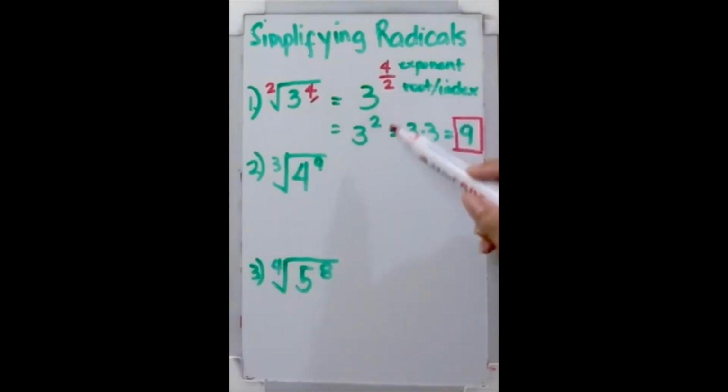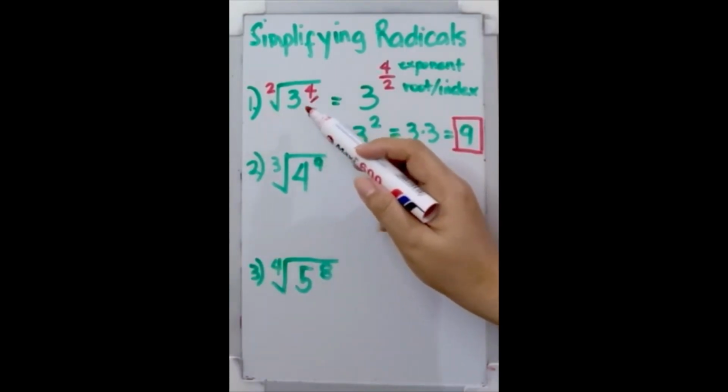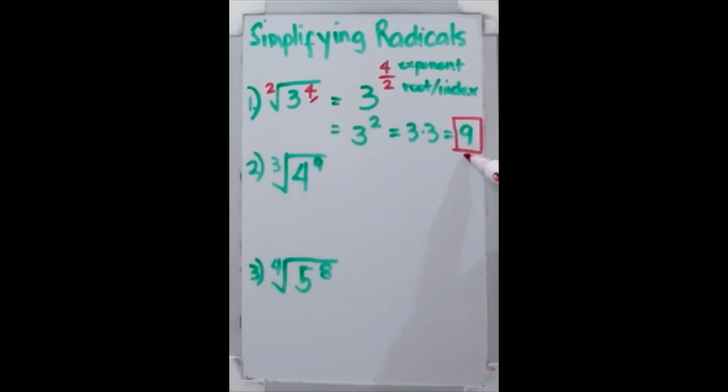Now simplifying this will become 3 raised to 2. 2 is taken when we divide 4 by 2. So 4 divided by 2 is equal to 2. So we have 3 squared. And 3 squared is just equal to 3 times 3. So you are multiplying 3 twice, and this is equivalent to 9. So the square root of 3 raised to 4 is equal to 9.